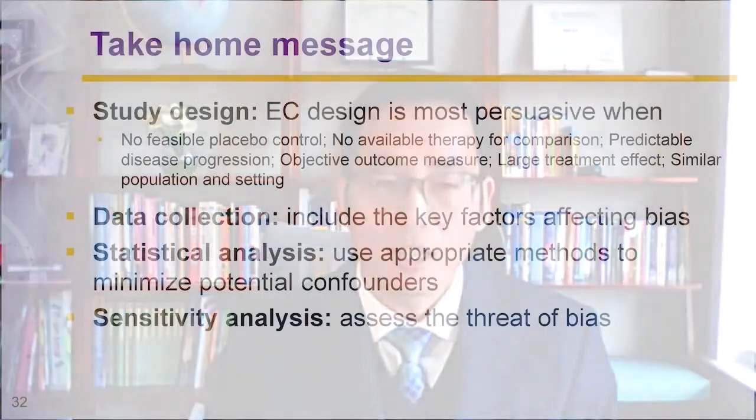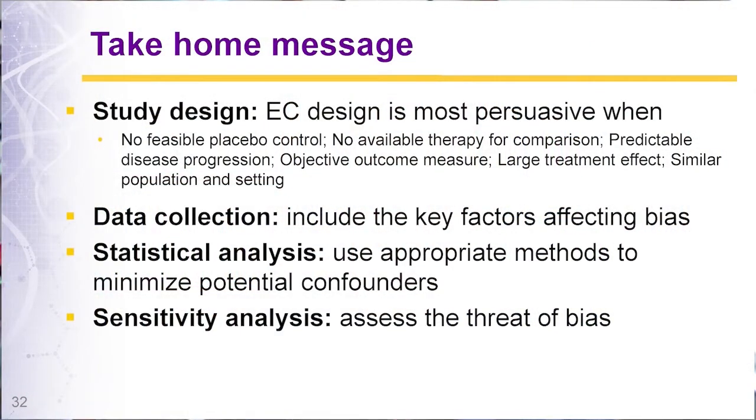Okay, let's quickly summarize. In study design, first we need to think about the external control design, which is most persuasive when it meets the criteria mentioned before. During data collection, we need to try to include those key factors affecting bias. During statistical analysis, we try to use appropriate methods to minimize potential confounders. We also can use sensitivity analysis to assess the threat of bias.